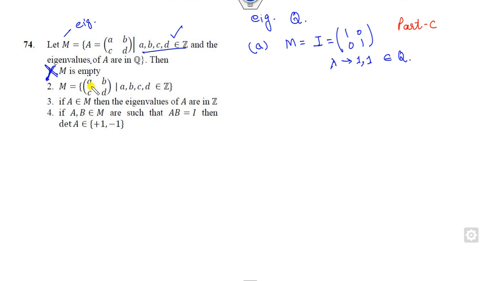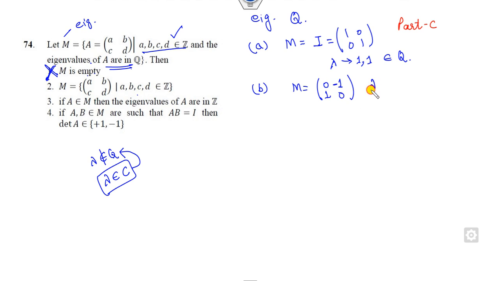The second option is M with entries a, b, c, d, where a, b, c, d are integers. How can you discard this option? By providing an example in which lambda does not belong to Q. If I prove that lambda belongs to the complex numbers, it means it is not in Q, so that option will be cancelled out. Consider the matrix 1, 1, 0, 0, 1, minus 1. What is the characteristic equation? Lambda squared plus 1 is 0. So what are the eigenvalues? i and minus i, which are not in Q because they are complex numbers. So this M does not belong to this set. This option is also cancelled out.